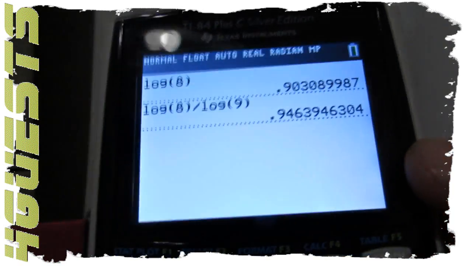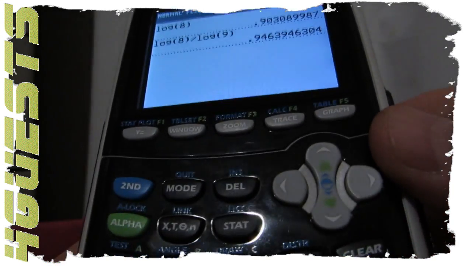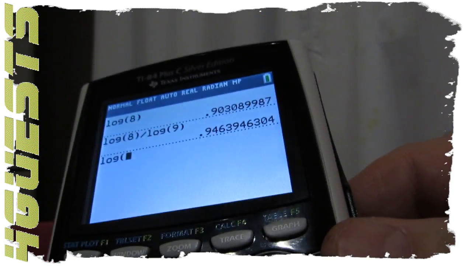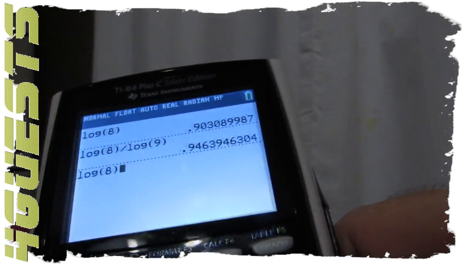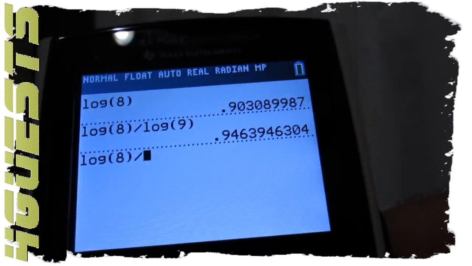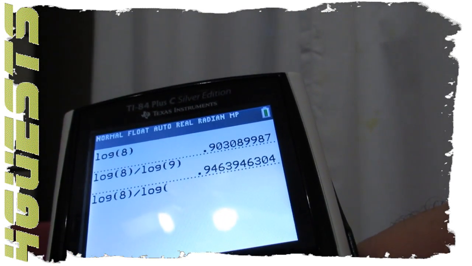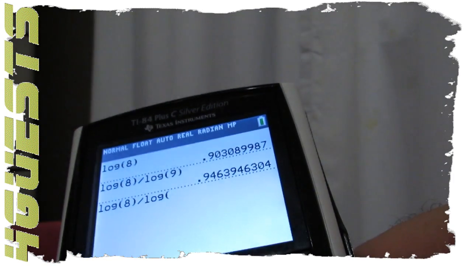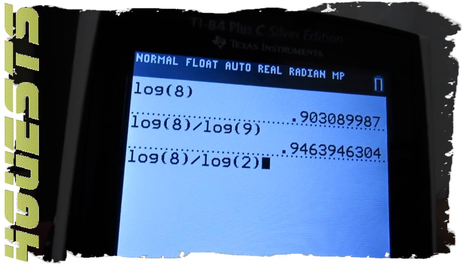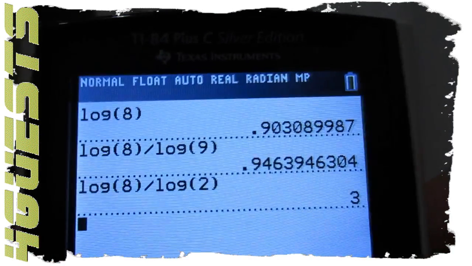Okay, so let's do one more time. Log 8 divided by log base, say we want a base of 2. Yeah, I think some people have that one memorized. What do you assume it is? I think it's 3, right? Let's hit enter. And we've got an answer of 3.